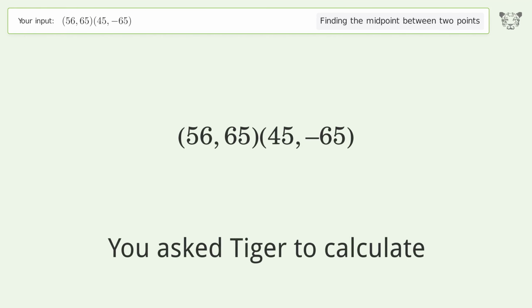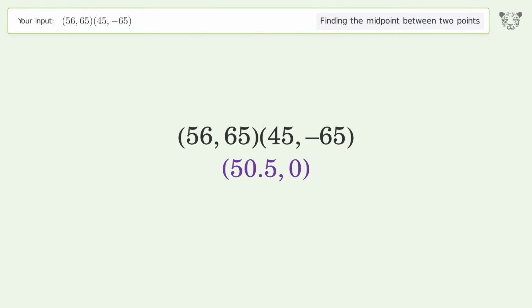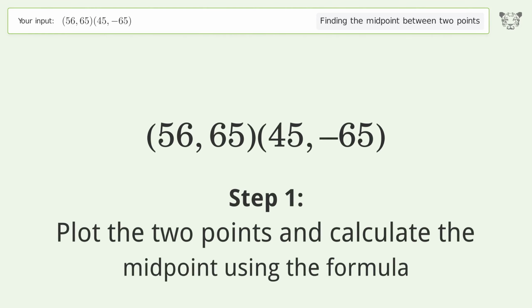You ask Tiger to calculate. This deals with finding the midpoint between 2 points. The midpoint between the 2 points is 50.50. Let's solve it step by step. Plot the 2 points and calculate the midpoint using the formula.